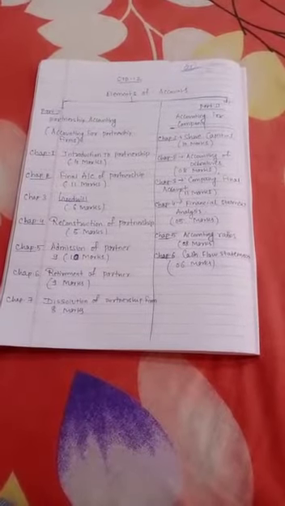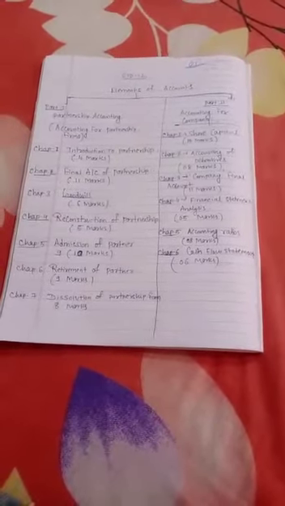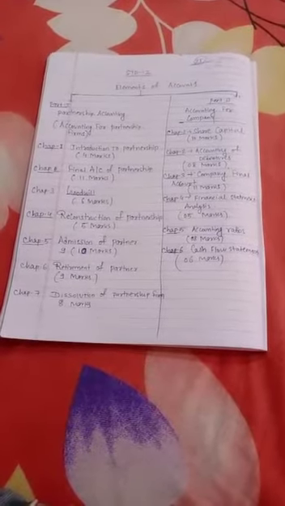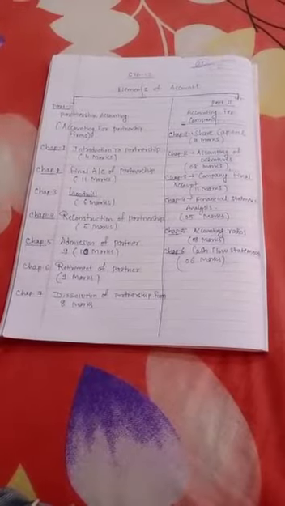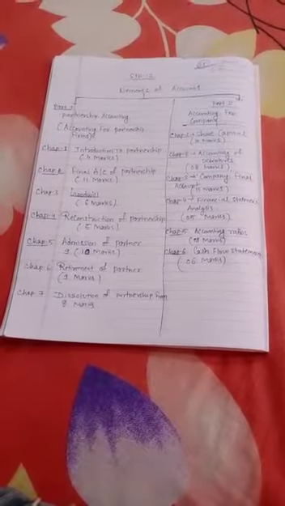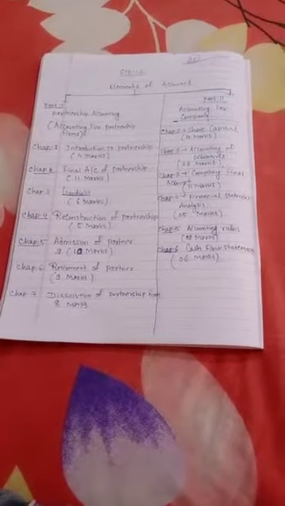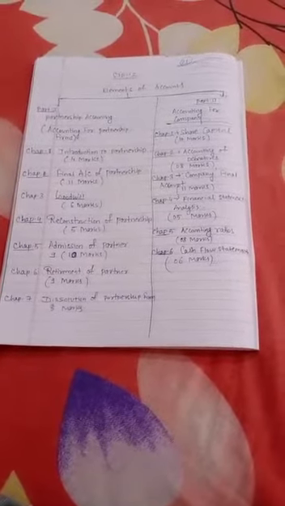Friends, in accounts, mainly there are two portions. Part 1, which consists of 7 chapters, and the name of the entire part is Accounting for Partnership Firm. And part 2, the name of the entire part 2 is Companies Account. You can also say Accounting for Companies.